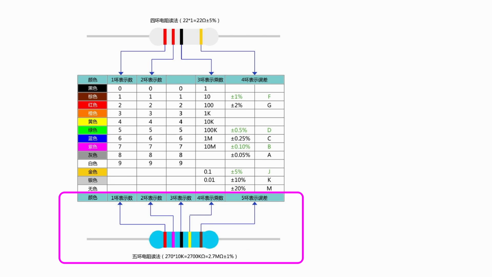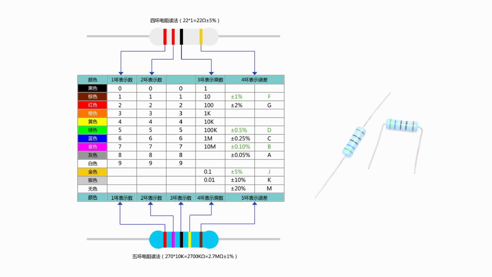5th band represents tolerance. For example, in this 5-band resistor, we first combine the values of the first 3 color bands. Green represents 5, blue represents 6, and black represents 0, forming 560. Next, the 4th band is black, indicating a multiplier of 1. So, the resistance value is 560 ohms multiplied by 1, which equals 560 ohms. Finally, the 5th band is brown, which indicates a tolerance of plus or minus 1%.